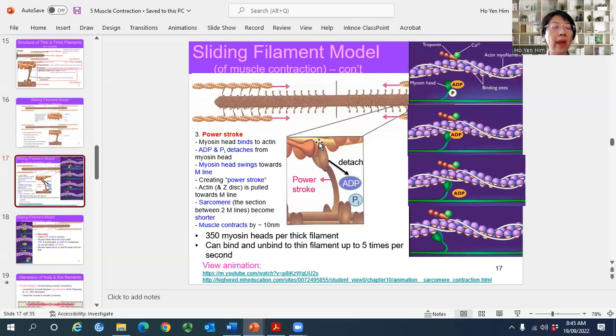You just imagine your hand is holding one thing. If you want to hold another thing, you have to release it. So originally it's holding ADP and Pi. Now the head wants to attach to here, so you have to release these two. As it attaches to that, it will release these two.